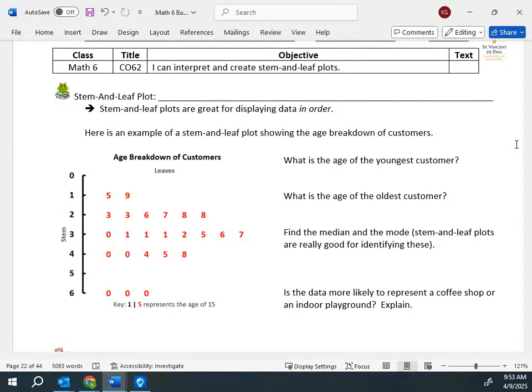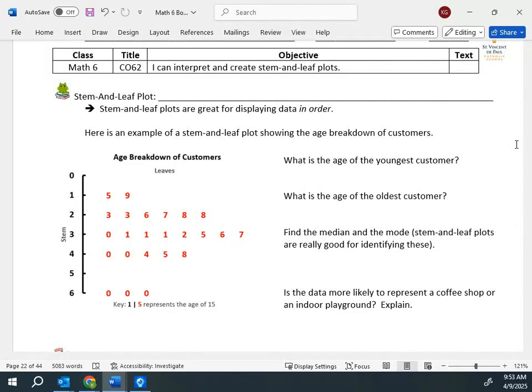We are doing CO62. I can interpret and create stem and leaf plots. How many of us have heard of a stem and leaf plot? Before I taught this class, I hadn't heard of it. Have I seen them since? Yep. I've seen them on the NWA test. Some people do get questions about this, so it's important that we know how to read it.